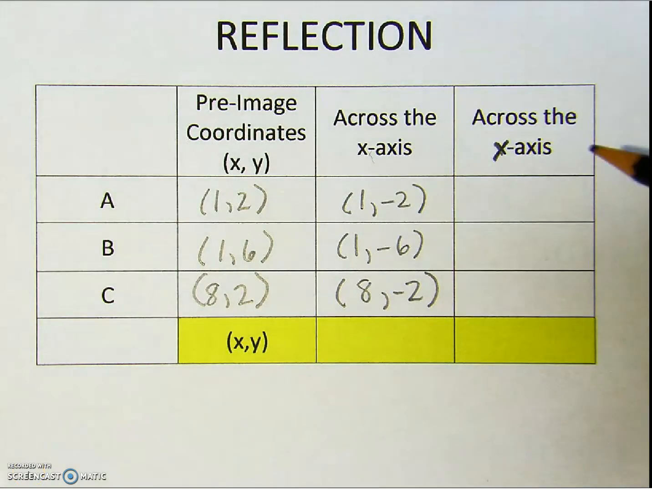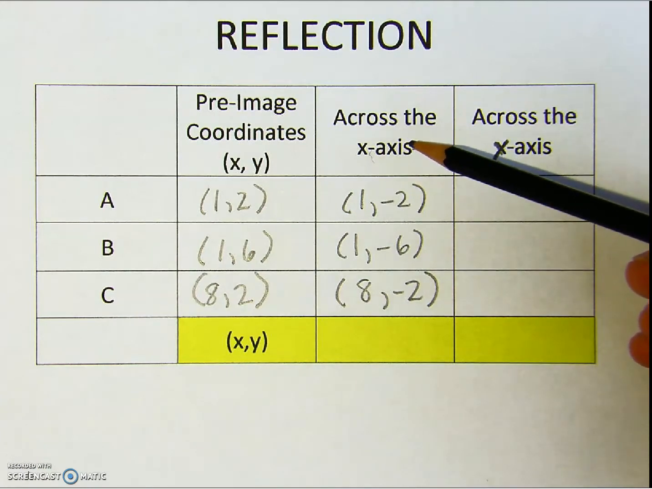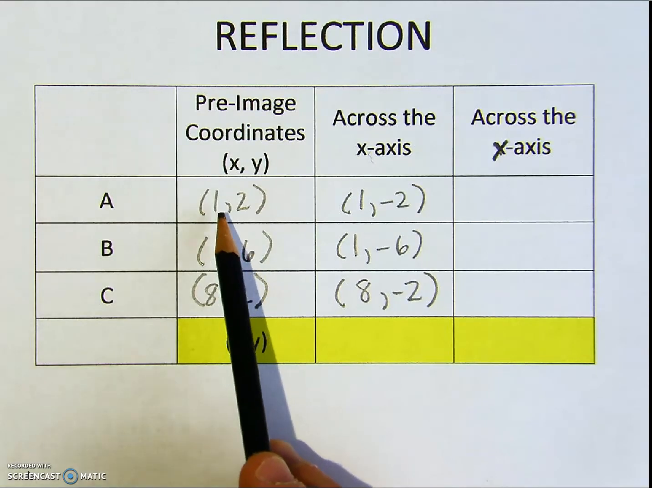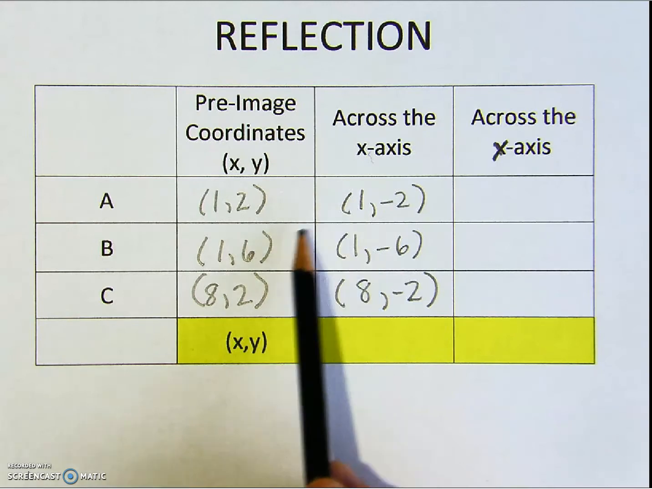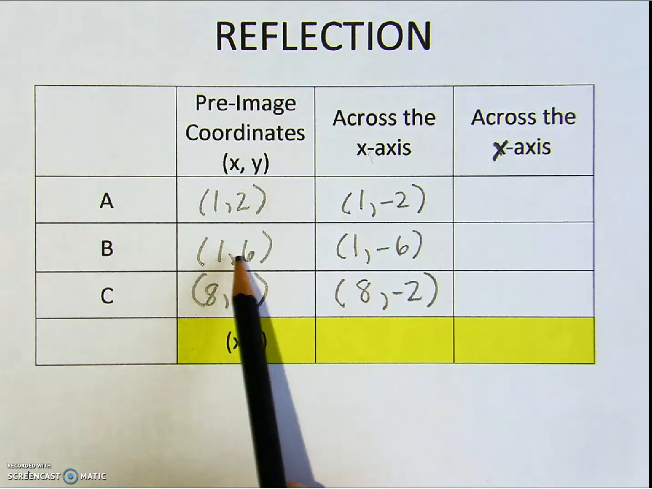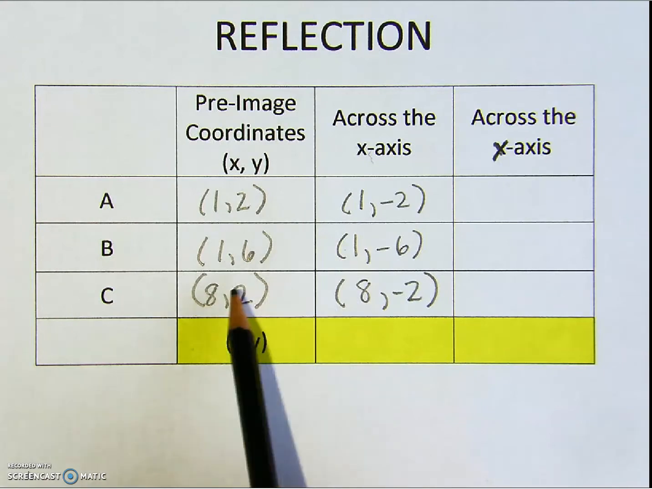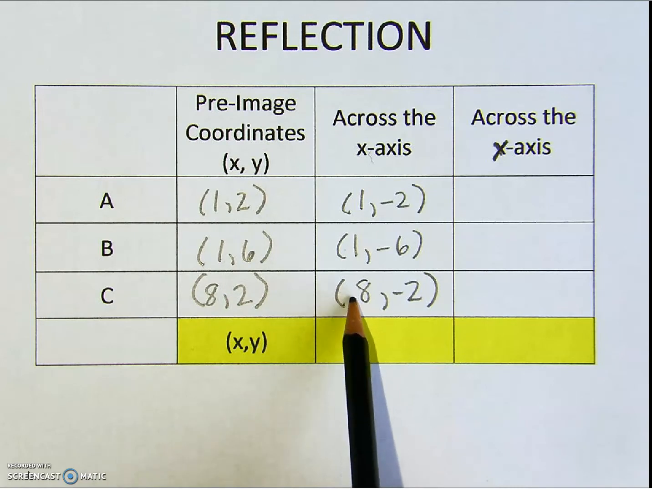Alright guys, before we get started with how to reflect across the y-axis, let's put the finishing touches on how to reflect across the x-axis. So hopefully you guys saw what I saw. It looks like the x-coordinate remains untouched. Same thing with B, the x-coordinate remains untouched, same spot, same sign. Same thing here, the 8 stays in the same spot, same sign.